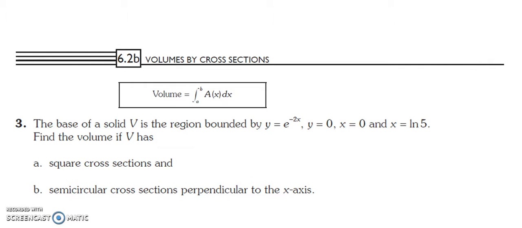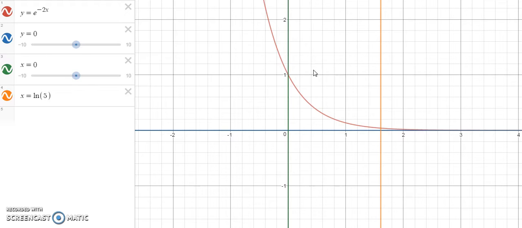So I'm going to start off by showing what Desmos shows when you graph y equals e to the negative 2x, y equals 0, x equals 0, and x equals the natural log of 5. This is what Desmos has. In pinkish is y equals e to the negative 2x. Blue we have y equals 0, which is pretty much the x-axis. In green is x equals 0, which is pretty much the y-axis. And in orange we have x equals the natural log of 5. So we're focusing on this region right here.